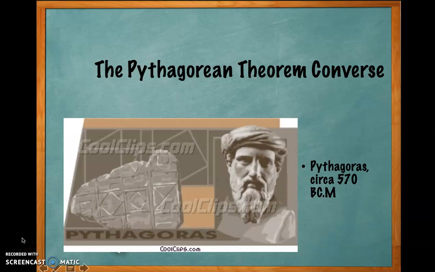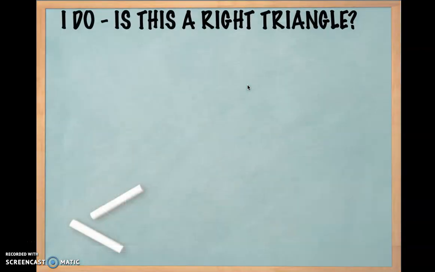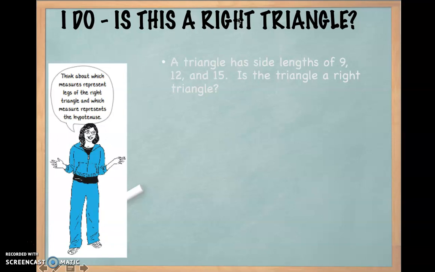So really quickly, we're going to review the Pythagorean theorem converse. And if you remember, the Pythagorean theorem states a squared plus b squared equals c squared. So if it comes out true, it is a right triangle. So we want to know, is this side length a right triangle?